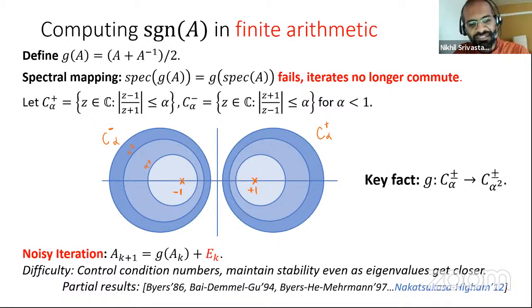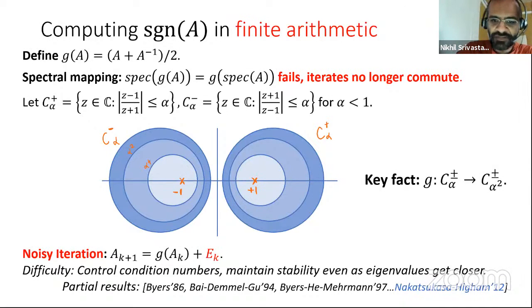I should say that in the Hermitian case, this is much better understood. There's a result of Nakatsukasa and Higham, which shows that in the Hermitian case, this works. So the key difficulty is how do you prove convergence of this Newton iteration with round-off error?